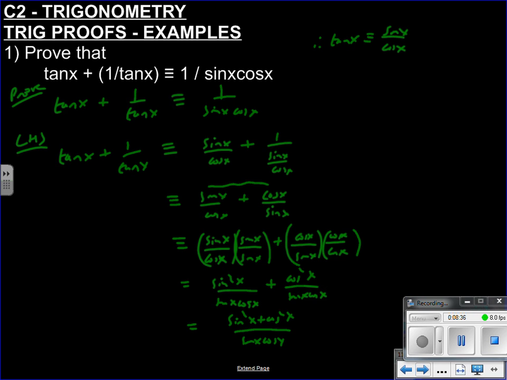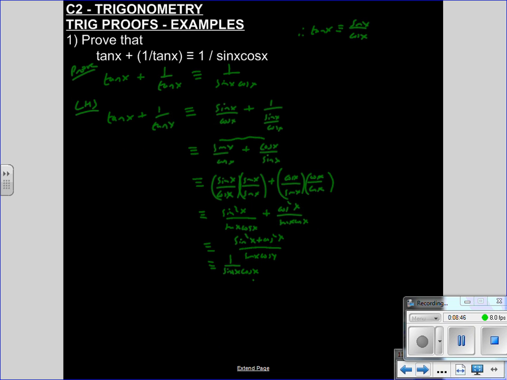And what is sine squared plus cos squared? Well, we know that that's the same as 1. So this is 1 over sine x cos x. And this is the right-hand side as required.